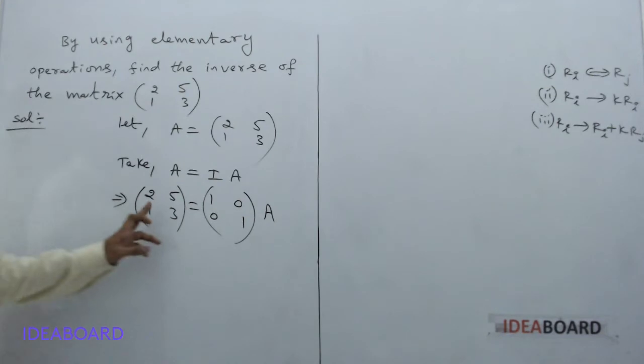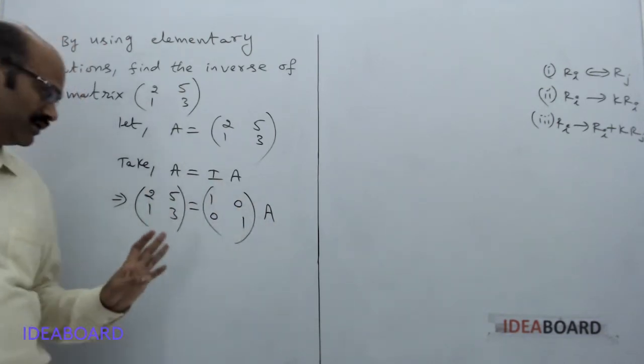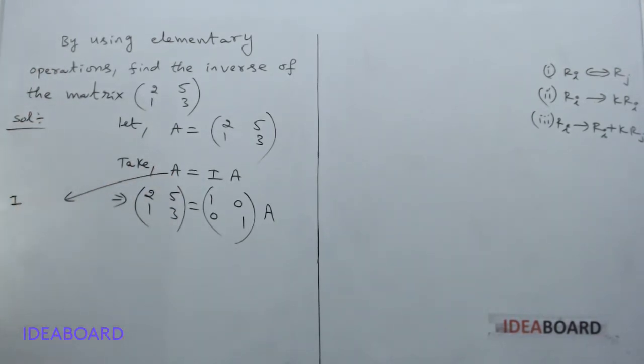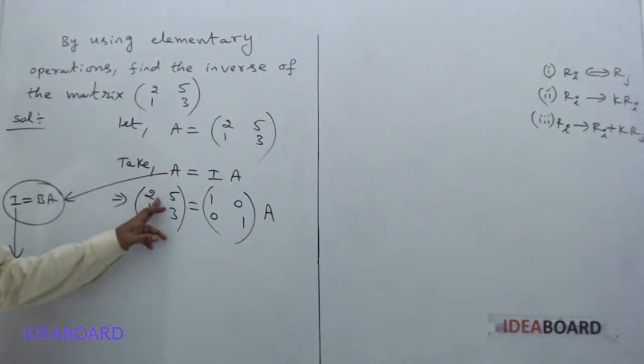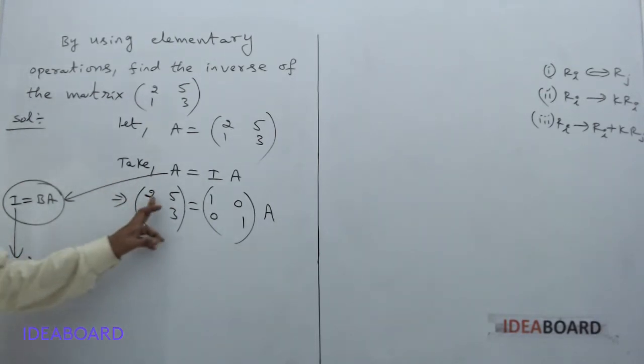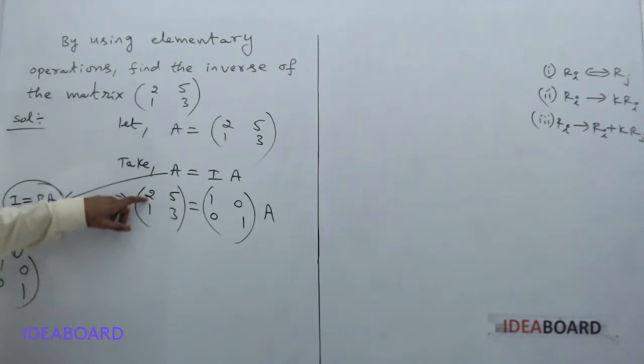Now here, [2, 5; 1, 3] equal to [1, 0; 0, 1] into A we are having. Now we should convert this equation into I equal to B into A. Then here B is said to be the inverse of this matrix A. Now I means we know that [1, 0; 0, 1]. So here we should convert this matrix into [1, 0; 0, 1]. Now here first we have to get 1 here. First we have to concentrate on this element.